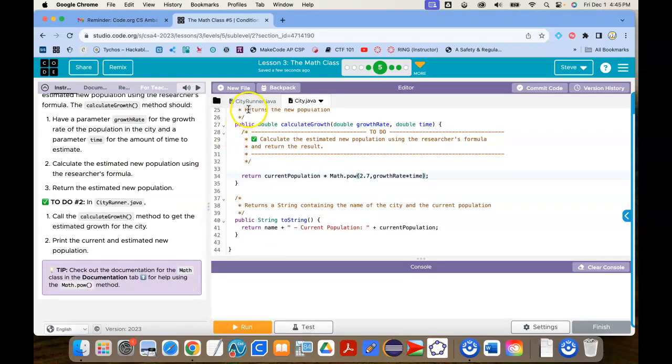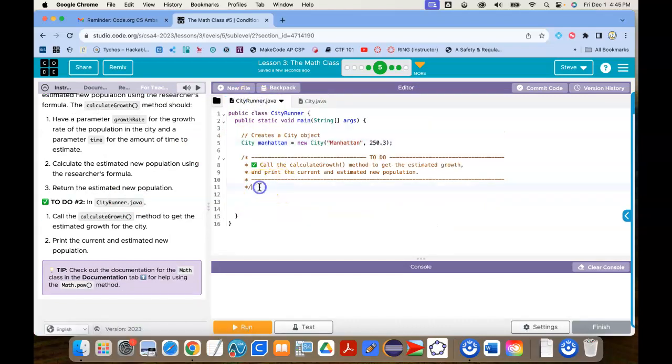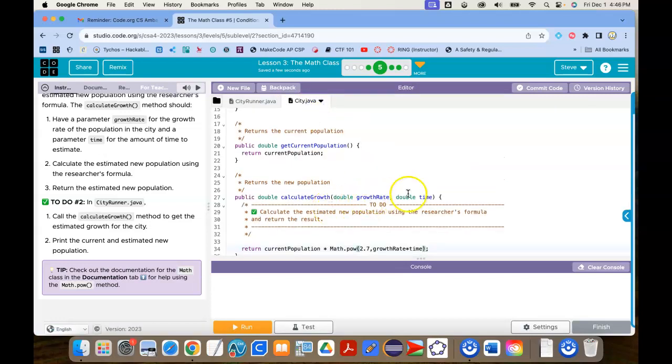Now in the CityRunner, we need to call the calculateGrowth method to get the estimated growth and print the current and estimated new population. So let's go System.out.println, and that is Manhattan.calculateGrowth. Let's make sure, were there any parameters? Oh, there were. Growth rate and double time.